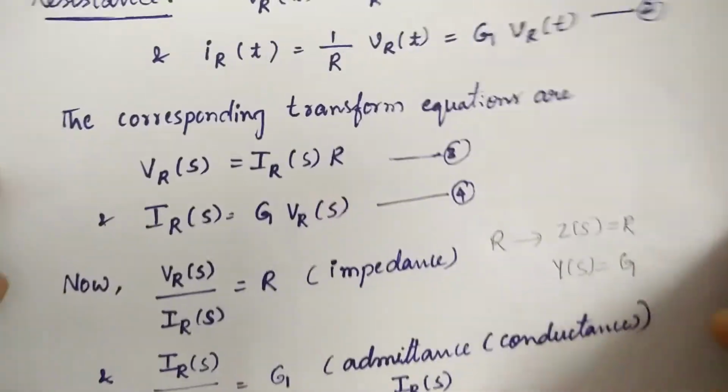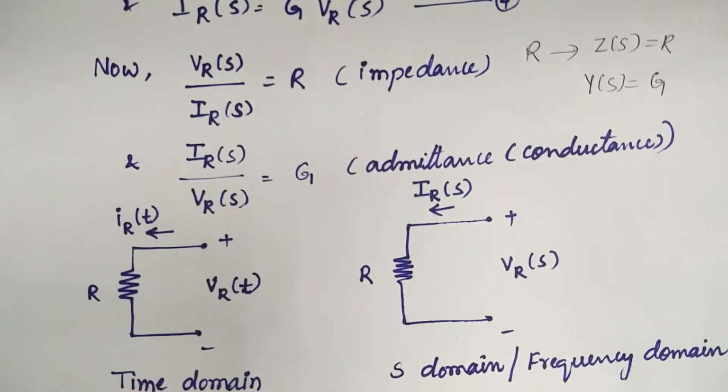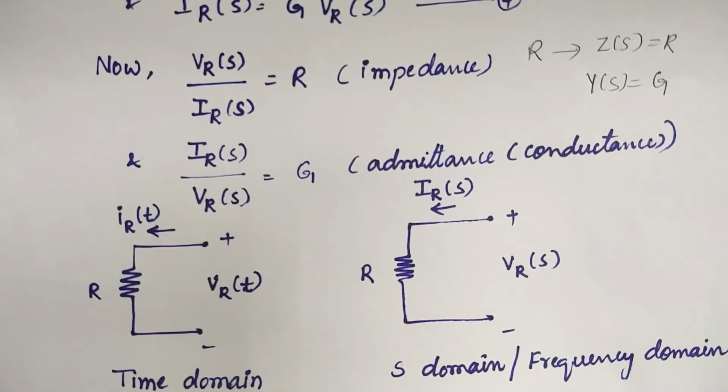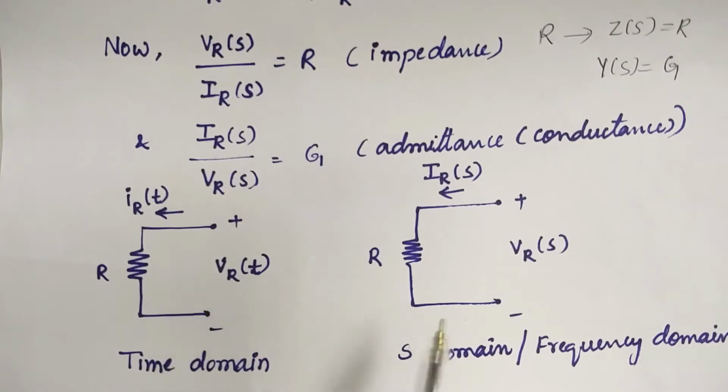Let us see the circuit representation. Here we need to remember one thing: the resistance is not a storing element, so it will be the same in the T domain or in the S domain. It is not dependent on the frequency. This is the circuit representation in the time domain and this is the circuit representation in the S domain.